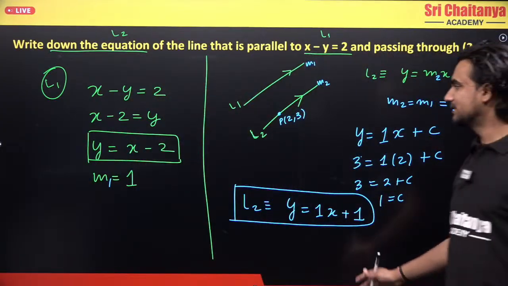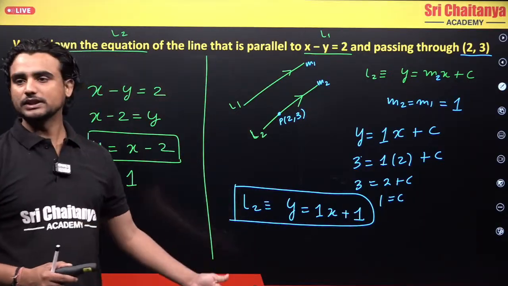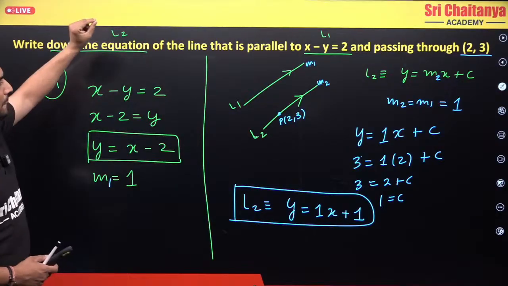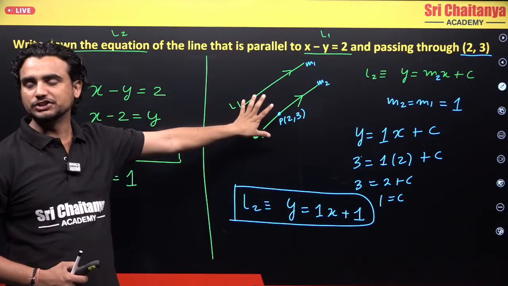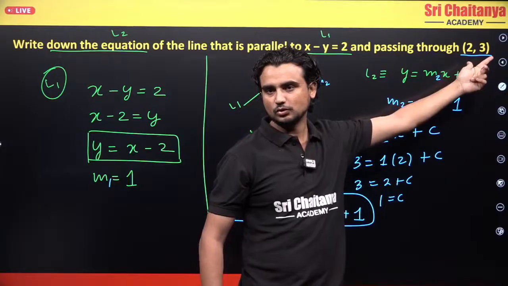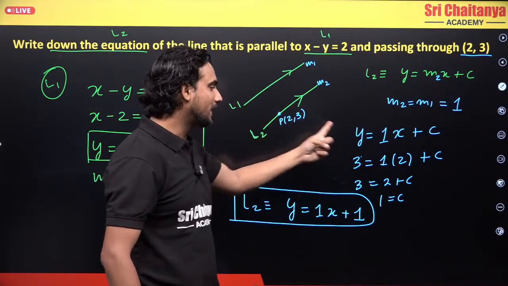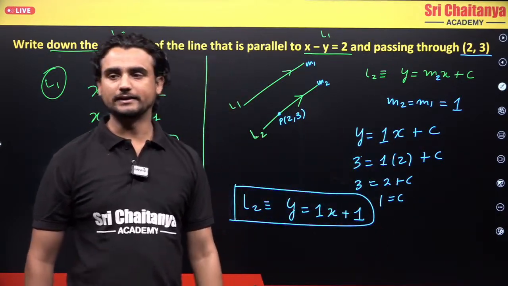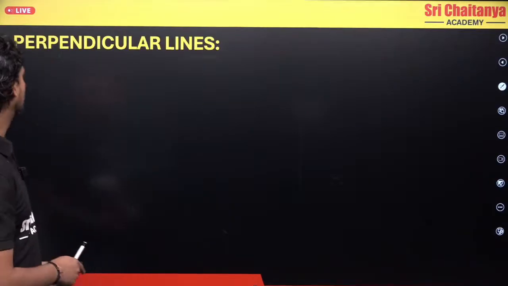Clear? I hope this is easy and understandable, right? There is no hi-fi logic here. The only conditions we are using: first, both the straight lines are parallel to each other. Second, the point (2, 3) lies on this straight line, so it should satisfy the equation. Through that we get the second variable, c, the y-intercept. I hope this question is clear. Let's move to the next part.